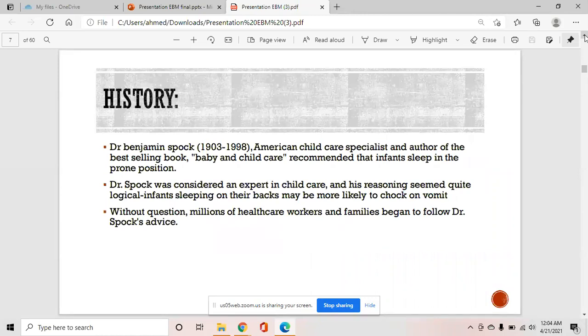History. Dr. Benjamin Spock, from 1903 to 1998, American child care specialist and author of the best-selling book Baby and Child Care, recommended that infants sleep in the prone position. Dr. Spock was considered an expert in child care and his reasoning seemed quite logical. Infants sleeping on their back may be more likely to choke on vomit. Without question, millions of healthcare workers and families began to follow Dr. Spock's advice.